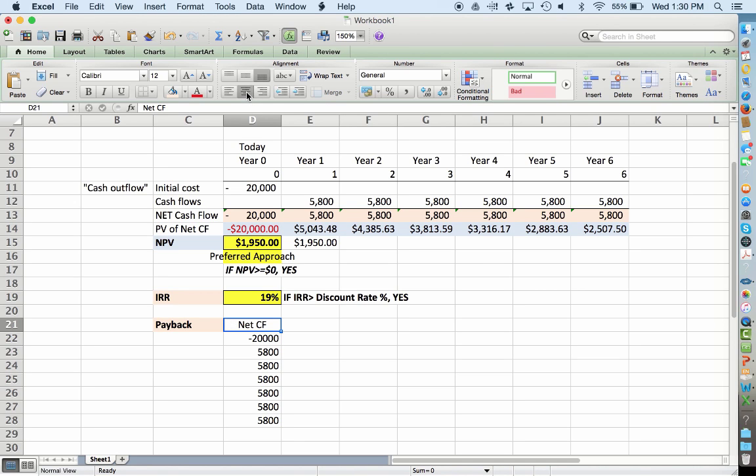Okay, so what I have here is the net cash flow. That's what I pasted in there. Now what I'm going to do is I'm going to calculate the cumulative net cash flow. Do you guys understand what the concept of cumulative is? What's cumulative?